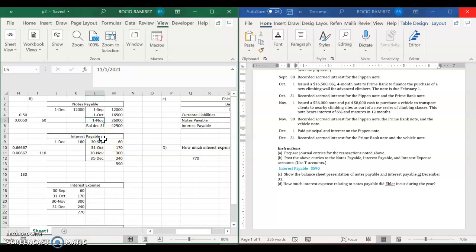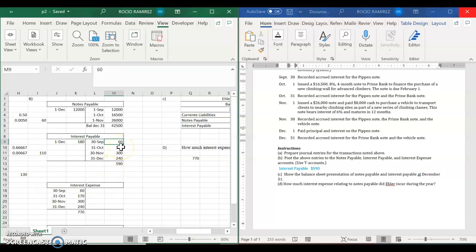So I have registered here the notes payable. We paid one, that's why we have one debit. That's why we decrease our liabilities. The first one was for the pipe note. This one is for the prime bank finance that we received, and this one is for the vehicle. So we paid one, so we just owe two. We just owe these two. That's the balance. That's why we have a balance of 42,500.